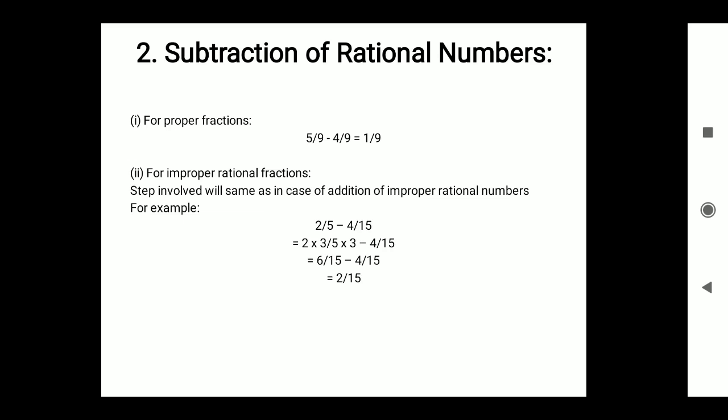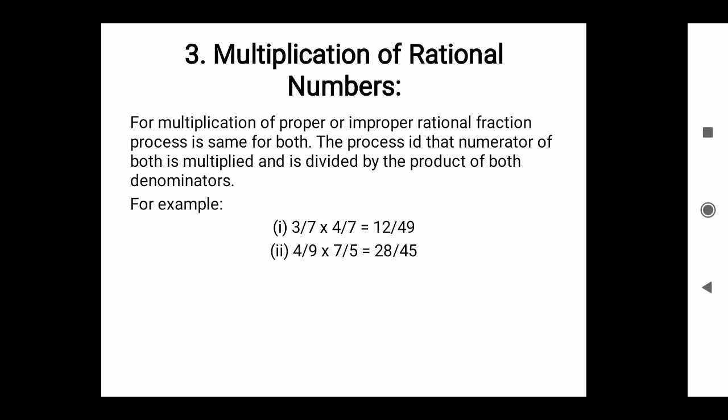For proper fractions, 5 upon 9 minus 4 upon 9 is equal to 1 upon 9. Always remember, if the denominator in both cases is the same, the equation is a proper fraction. But if we talk about improper fractions, that means the denominator is different from the other denominator. Alright, third, multiplication of rational numbers.